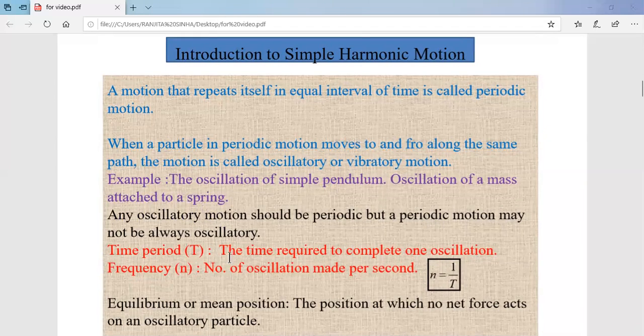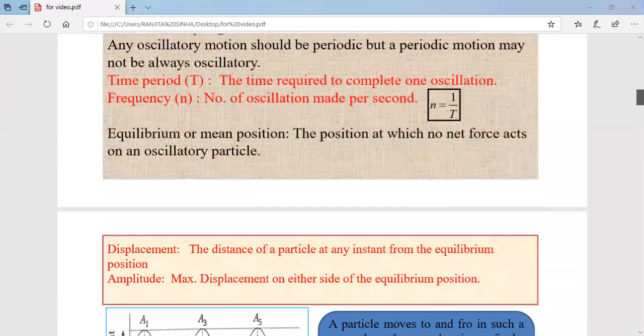Now the time period. The time required to complete one oscillation is the time period, and frequency is the number of oscillations made per second. The relation between frequency and time period is given as n equal to 1 by T. Now, what is the equilibrium or mean position? The position at which no net force acts on an oscillatory particle. It is the equilibrium or mean position.